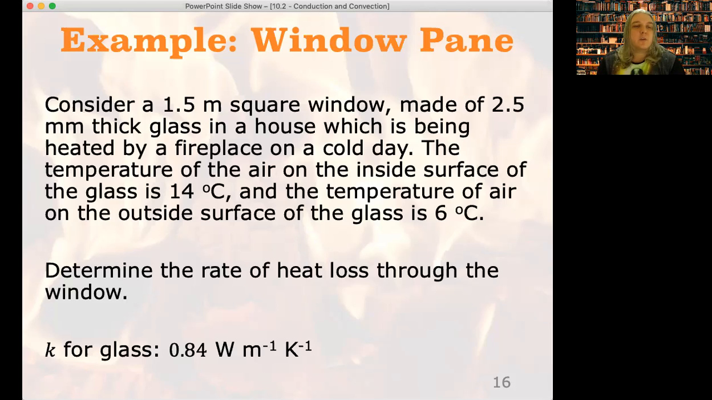So what's the rate of heat loss? We just use our formula, K times A times the difference in temperatures divided by L. You've been given everything here. We have to calculate the area based on the 1.5 meters square.